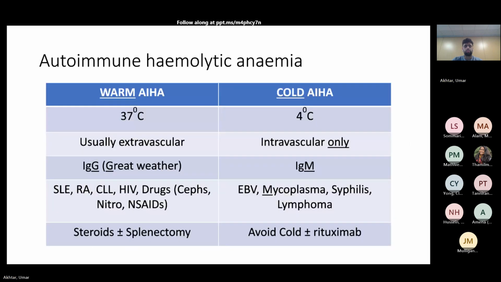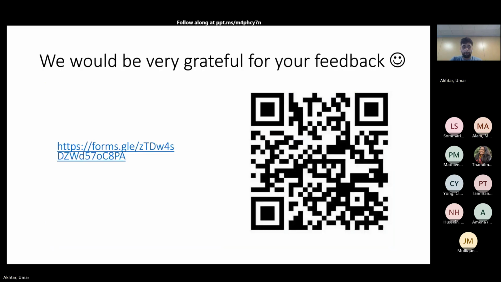Okay. So here are the two differences between them. 37 degrees for warm, 4 degrees for cold. IgG for warm, great weather, if you want to remember it like that. IgM, I guess, maybe miserable weather, you can think. And different causes of each of them, and different treatments you can do. So steroids, splenectomy, avoiding cold, and rituximab, a monoclonal antibody, for that.